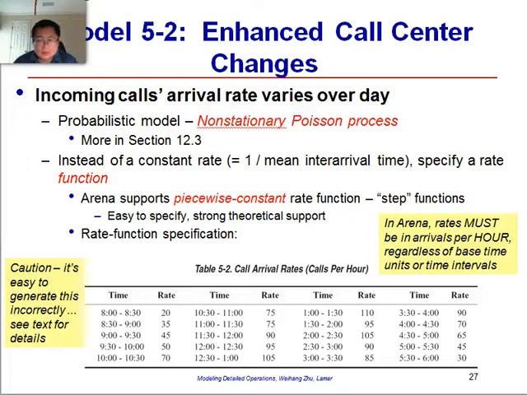We would like to modify Model 5-1 to be more realistic. First, we will change the call arrivals to be a non-stationary Poisson process with piecewise constant rate function. This is because the call arrival rates are different in each hour as shown in Table 5-2.